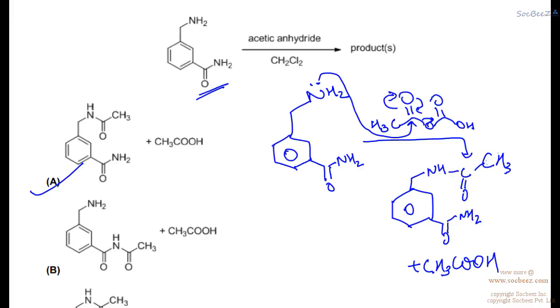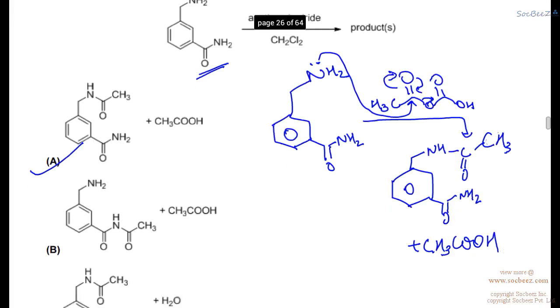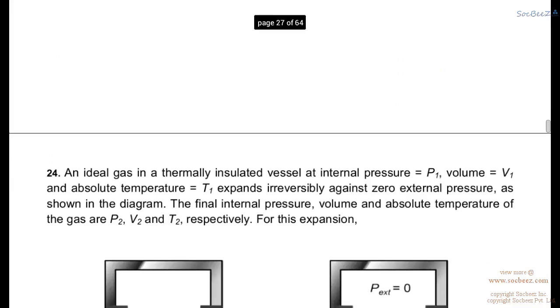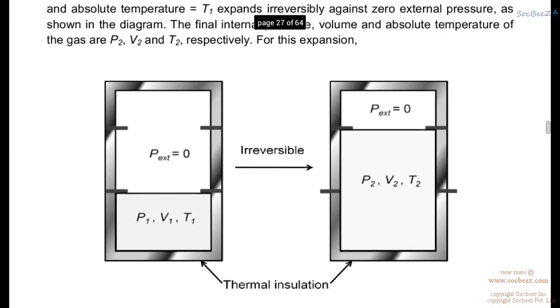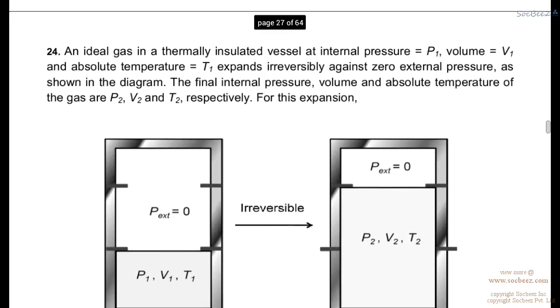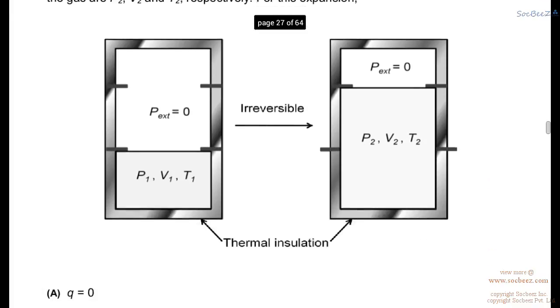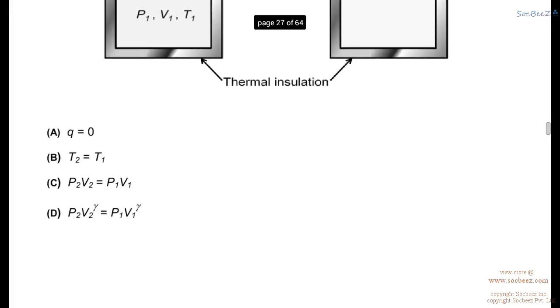Okay, so now let's move on to another question. The question states that an ideal gas in a thermally insulated vessel at internal pressure P1, volume V1 and absolute temperature T1 expands irreversibly against zero external pressure as shown in the diagram. The final internal pressure, volume and absolute temperature of the gas are P2, V2 and T2 respectively. So for this expansion, four options are given.